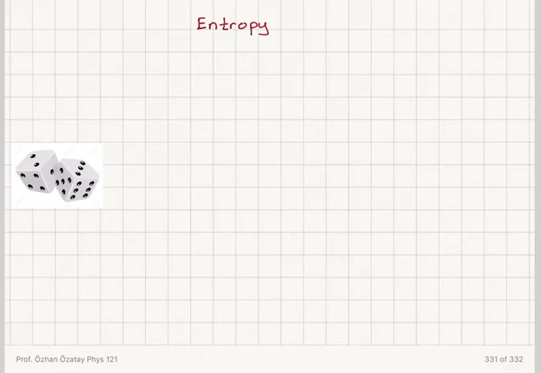Another very important concept in thermodynamics is entropy. And in order to talk about entropy, we have to define two important concepts. One is the microstate, and one is the macrostate. So when we talk about a microstate of a system, what are we referring to? It is a particular configuration.